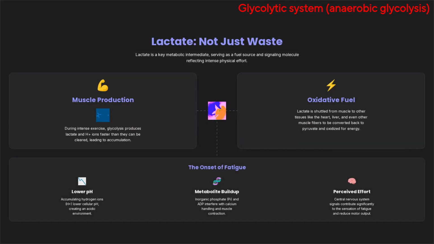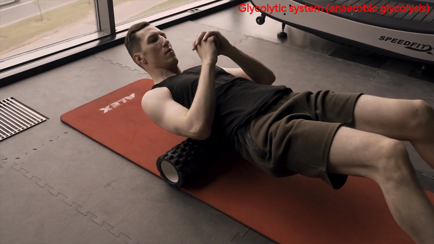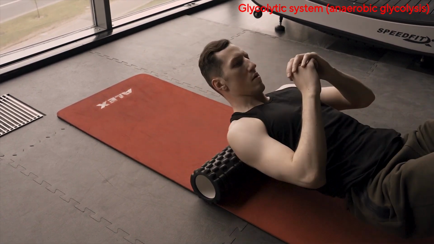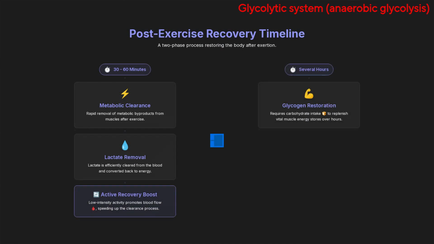Lactate and its associated hydrogen ions reflect intense metabolism. Lactate can be shuttled to other tissues and oxidized as fuel. Fatigue occurs when accumulating metabolites, inorganic phosphate, H+, ADP, and the resulting lower pH interfere with muscle cross-bridge cycling and calcium handling, and when perceived effort rises.